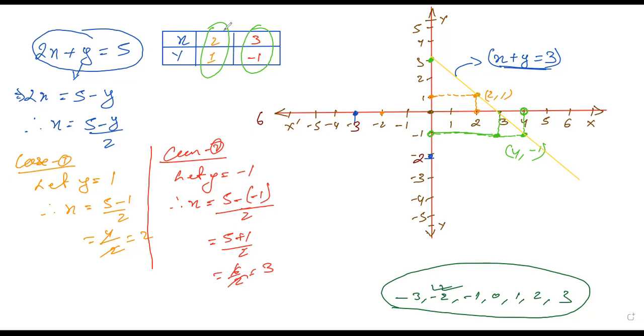So again, we can plot a graph through this one. So like this, we can plot a graph through this one. Okay. And this particular line represents the graph 2x plus y. Sorry, just a minute. 2x plus y is equal to 5. Okay. So this is the equation. Is it clear?